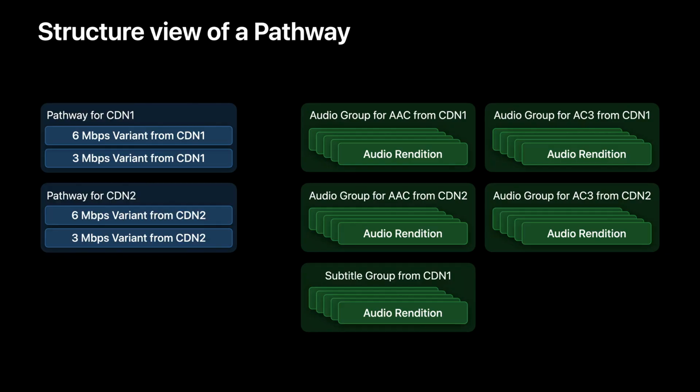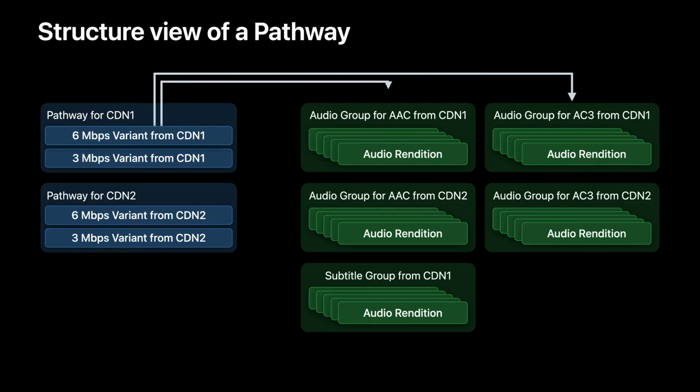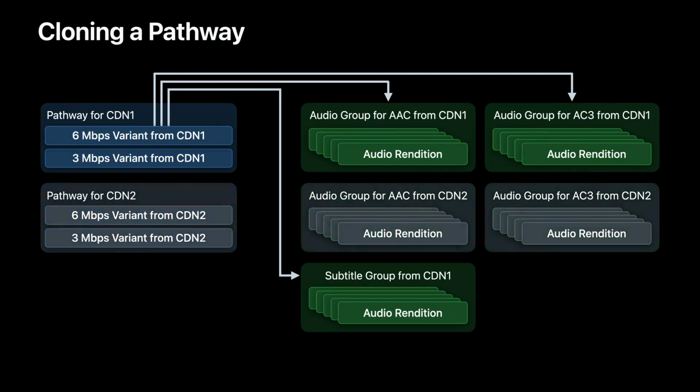Let's take a look at the structure of a pathway. A pathway consists of one or many variant streams. Each variant stream can only be in one and only one pathway. If the PATHWAY-ID attribute is not specified, it implicitly belongs to the default pathway, ".". Each variant stream may refer to 0 or 1 media group for each media type, out of audio, subtitle, and closed caption. Each media group may be referenced by multiple variant streams, even from different pathways. When we clone a new pathway out of an existing one, we should not only clone its variant streams, but also the referenced media groups, if any.